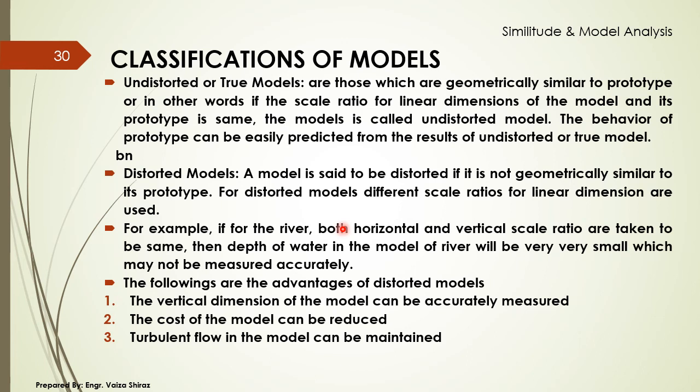So if you keep the scale for the horizontal and vertical dimension to be the same for the river, in that case the depth of the water will be very less. So you can use different scales for the horizontal and vertical dimension, and that will be an example of the distorted model. So it has the following advantages. The vertical dimensions of the model can be accurately measured, the cost of the model can be reduced, and turbulent flow in the model can be maintained.